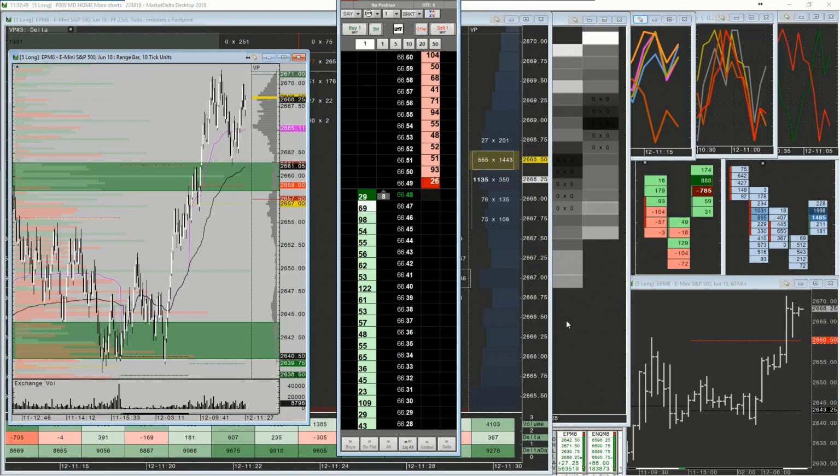I tend to do that more on a trendy day, and I don't like to do that on a choppy, quieter day. How do I decide that? I look at volume in the morning, I look at levels.